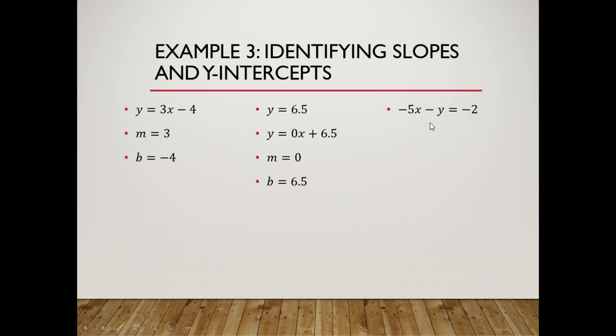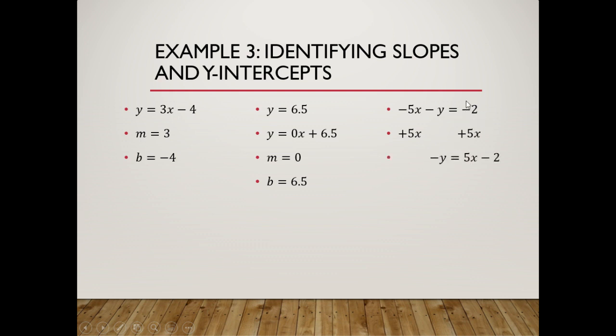Now, this one, it looks like I can already see the slope, and it looks like I can already see the y-intercept, but because it's not in y equals mx plus b form, I need to be careful. So I need to make sure I put it in that form first. So let's add a 5x to each side. Now what this is going to do is it's going to eliminate the 5x over here. Negative 5x plus 5x is 0. 0 minus the y is just negative y.